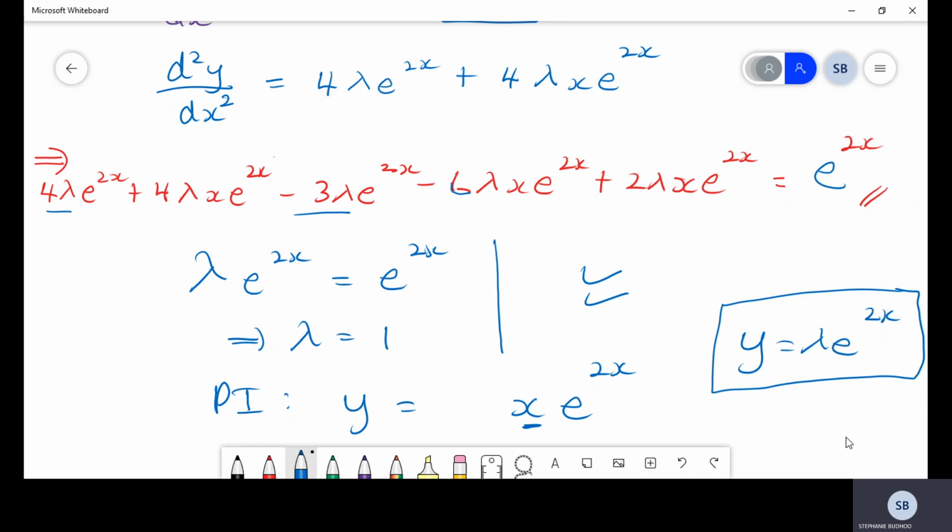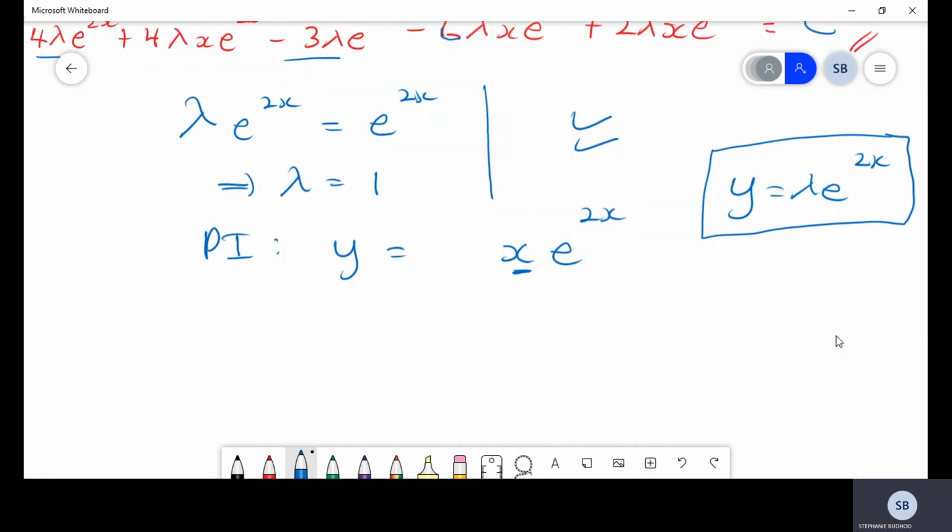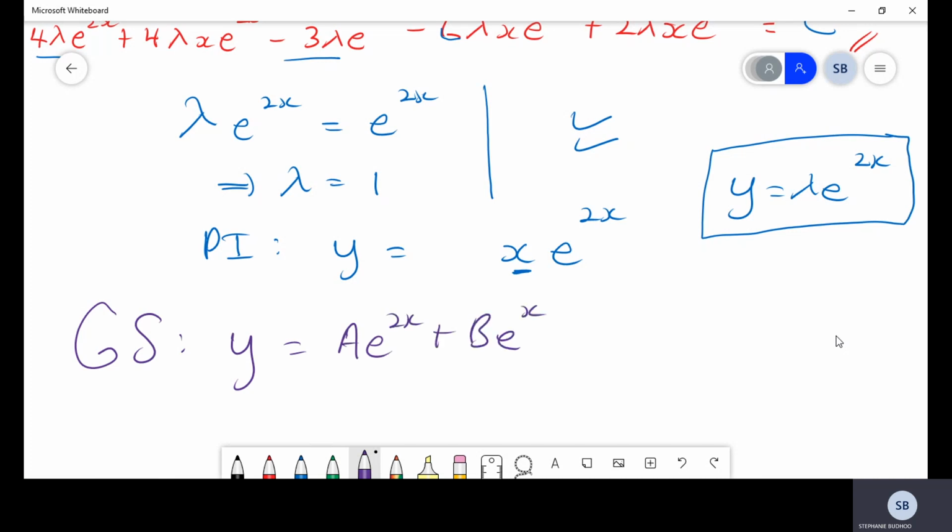Finally, putting our answer together, we will arrive at a solution. Our general solution is given by y is equal to our complementary function, which earlier was ae to the 2x plus be to the x, and then our particular integral, which we have filtered down to be equal to xe to the 2x. And there you have it. That's how you would find a general solution for our non-homogeneous second order differential equations, where your functions given on your right hand side are of the exponential form.